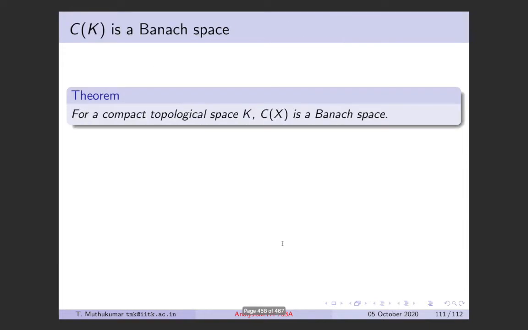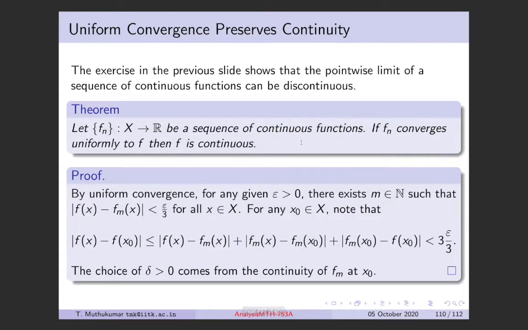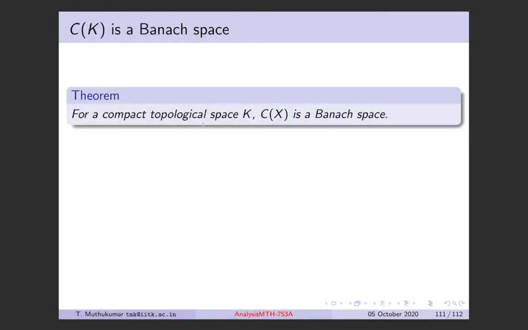From this, what we have observed is that the space of continuous functions, sorry, that's a mistake, this should be C(K). In a compact topological space, you have a norm, and that norm gives the uniform convergence topology, and under the uniform convergence topology, this is a complete space. This is a complete metric space. In fact, it's a complete normed space, right? So C(X) is a Banach space. So what we proved here actually implies that the space of continuous functions on a compact topological space is a Banach space.